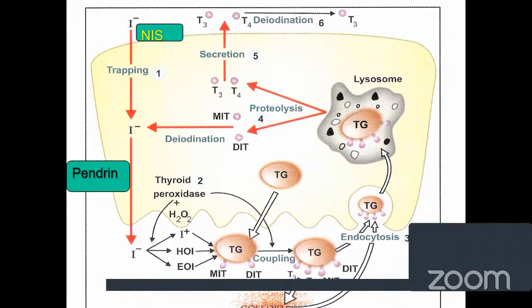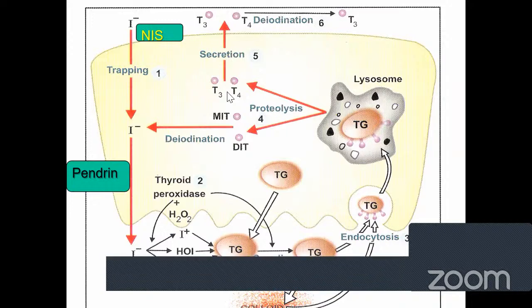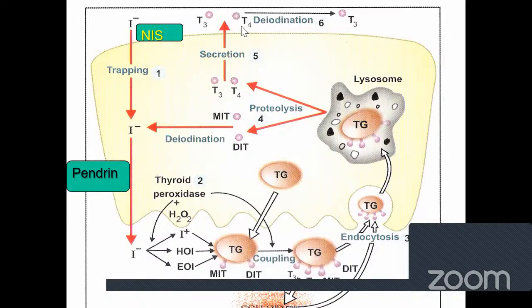Okay. So the steps are iodide trapping, oxidation here, then there is a coupling, endocytosis, proteolysis, and there is secretion. There is T3 and T4 is released. After release, 40% of T4 will be converted into T3. This is called as peripheral conversion. So this happens by the process of deiodination. That is, one molecule of iodine will be removed.